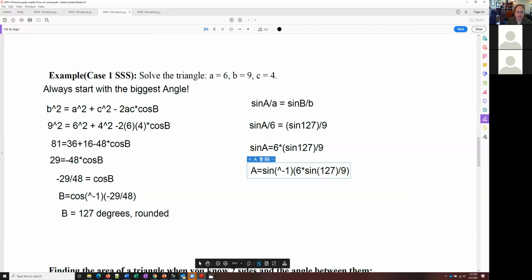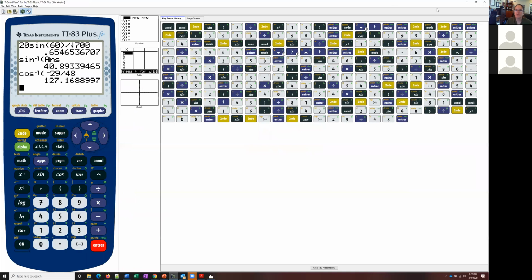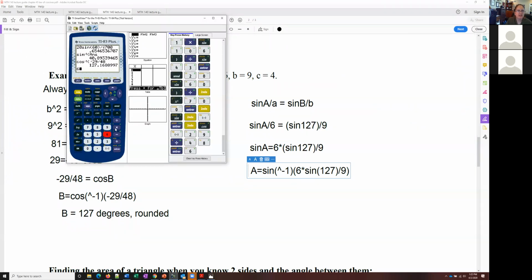So now let's see what we get for that. We're going to do 6 times the sine of 127 divided by 9. And that gives me about 0.53. And now I want to do the inverse sine of that value. And that tells me that angle A is about 32 degrees.